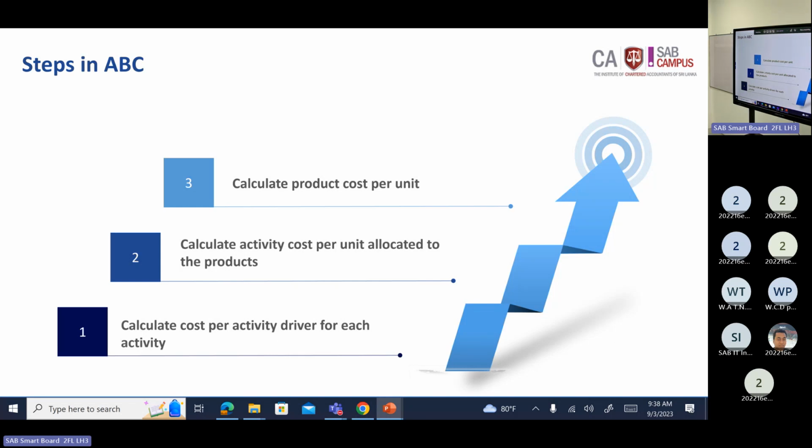You have to calculate the cost per activity driver for each activity.